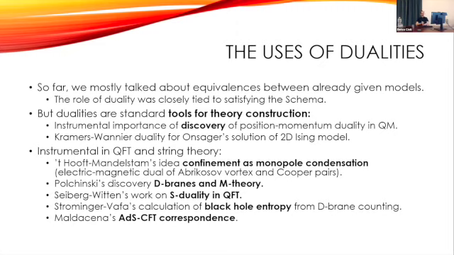But on the other hand, dualities are standard tools for theory construction in physics, and they have been quite instrumental in various discoveries, for example position-momentum duality in quantum mechanics, and Kramers-Wannier duality, which was instrumental in making the prediction about the phase transition in ferromagnets, a prediction for the critical temperature in that model, but also for Onsager's solution of the 2-dimensional Ising model. We have also seen applications in string theory and quantum field theory, for example the 't Hooft-Mandelstam idea that the confinement of quarks could be the dual effect of the Meissner effect.